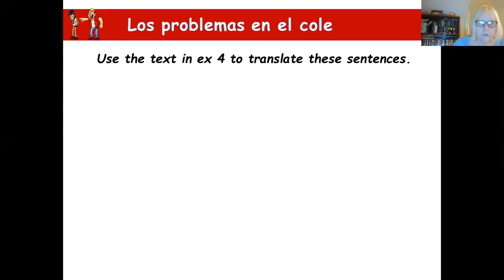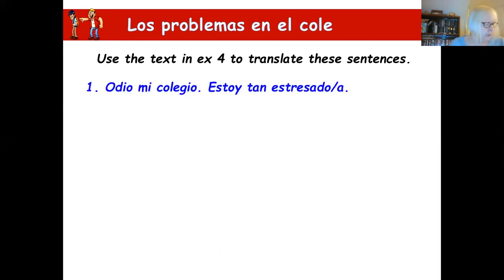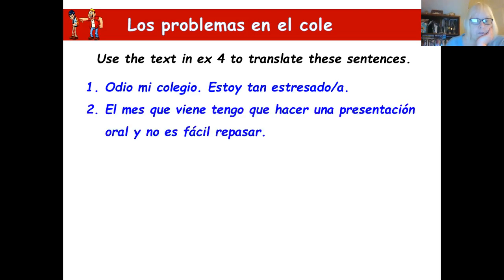Right. So the first one was, I hate my school, I'm so stressed. Odio mi colegio, or you could have mi instituto, either is fine. Estoy tan estresada, or if you're a boy, you would say estresado. You need to have estar because hopefully it's not a permanent characteristic of you. It's just a temporary problem that you're stressed. Hopefully stress isn't permanent.